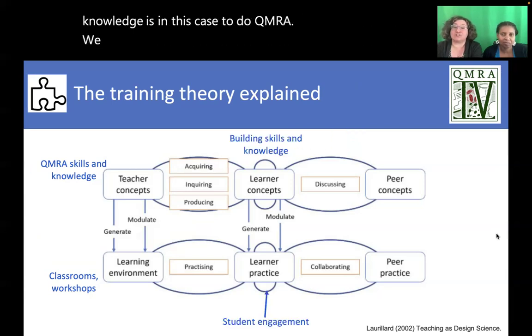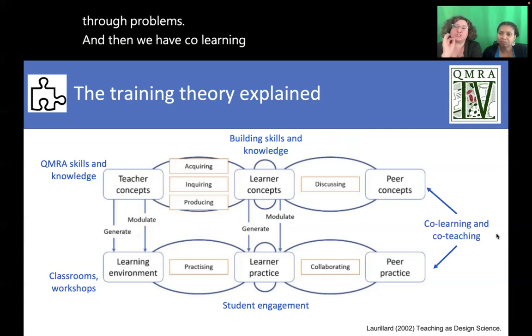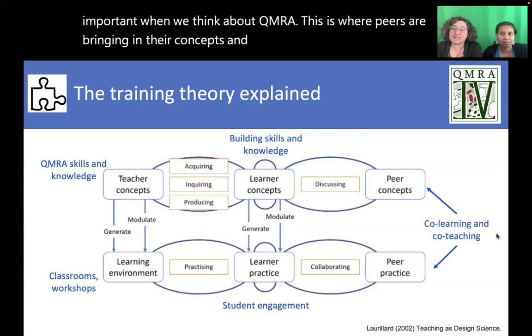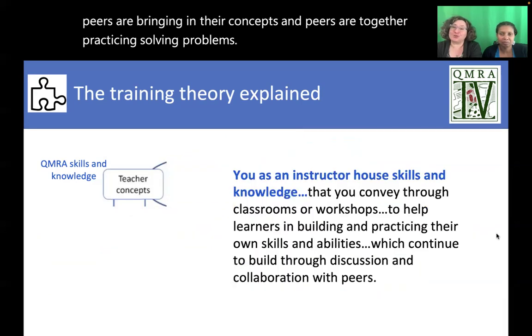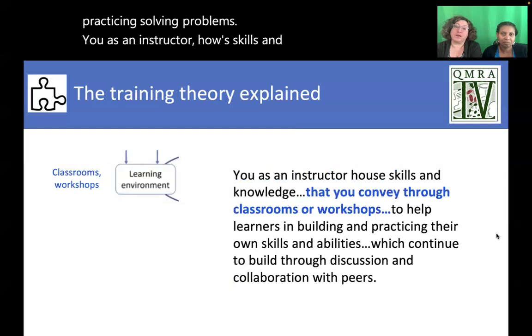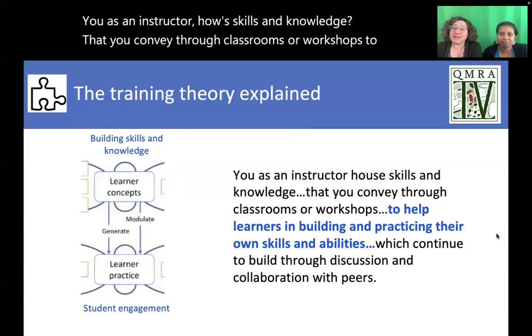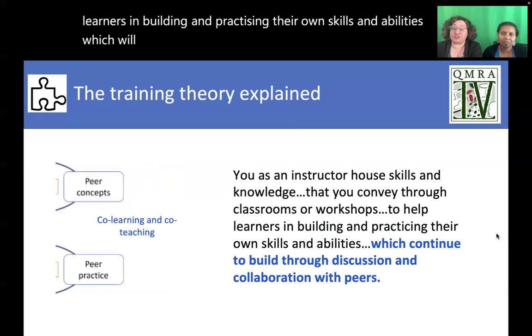We have the practice that students are engaging in as they work through problems. And then we have co-learning and co-teaching, which is particularly important when we think about QMRA. This is where peers are bringing in their concepts and peers are together practicing solving problems. You as an instructor house skills and knowledge that you convey through classrooms or workshops to help learners in building and practicing their own skills and abilities, which will continue to build through discussion and collaboration with peers.